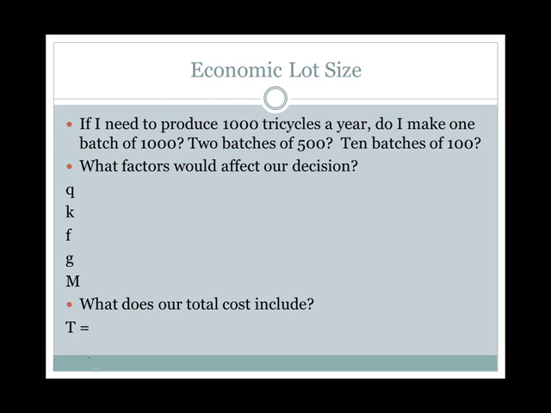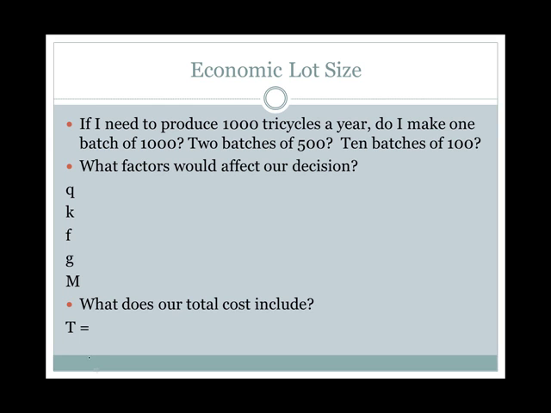So look at this example. We're going to talk about that we know that we have a market for 1,000 tricycles a year. So what we're talking about first is I am the producer. I'm the company that's making the tricycles. I know the toy stores are going to order 1,000 a year. I need to decide whether I make them all at once, or whether I make 2 batches of 500 or 10 batches of 100, or what.